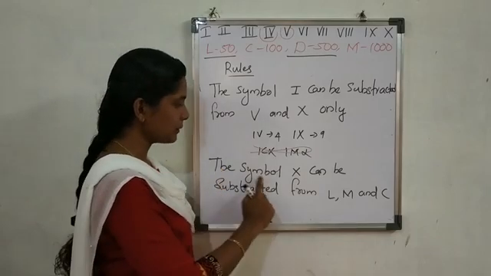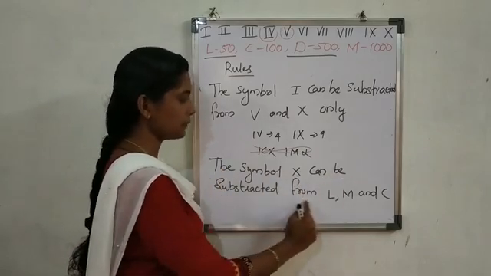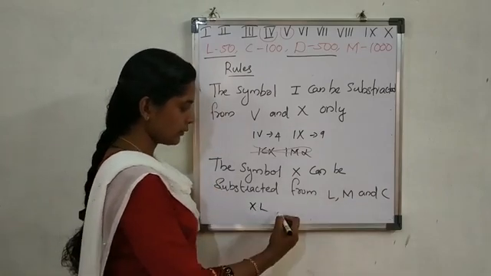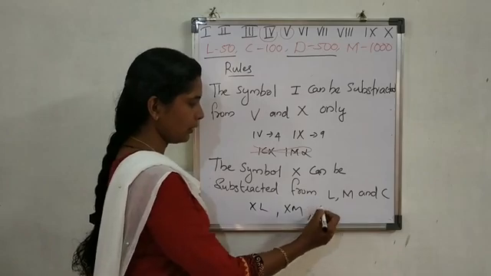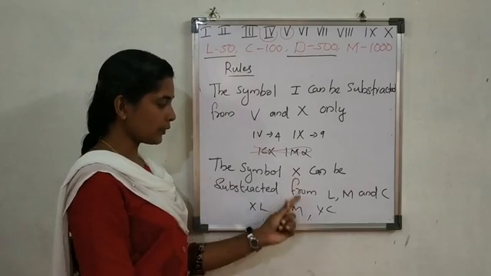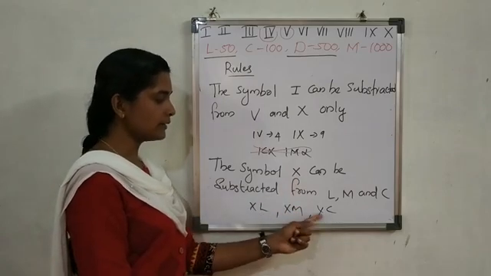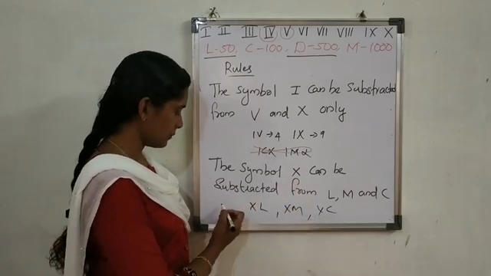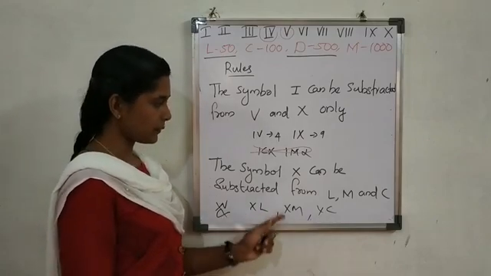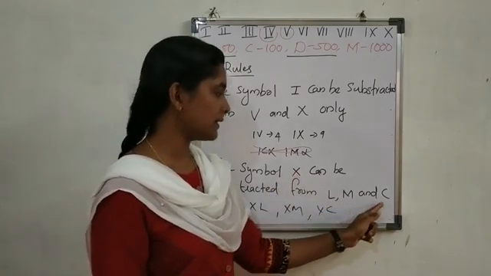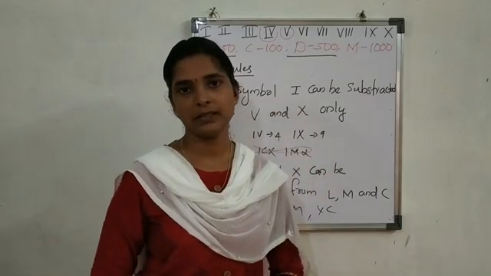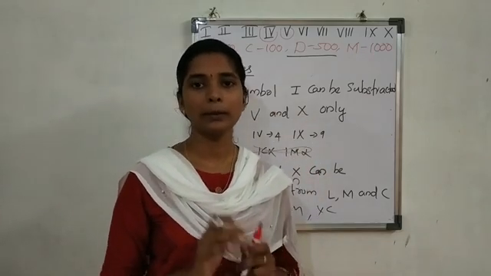Then the symbol X can be subtracted from L, M and C only. XL you can write, or XM, or XC. You have to subtract X only from these three: L, M and C, not from any other symbol. XV, that is wrong. We subtract X from L, M and C, and we subtract I from V and X. These are the rules. You just want to remember these rules.